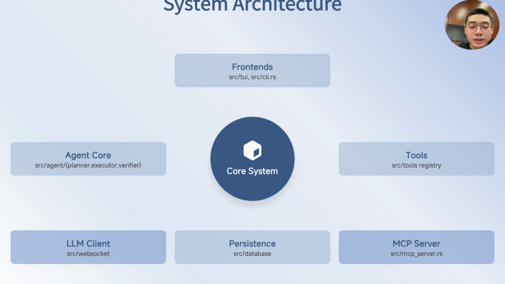At a high level, the front end is src/terminal UI and src/CLI. The agent core is src/agent: planner, executor, and verifier. Tools live in src/tools registry, persistence is handled in src/database, and the LLM client is in src/websocket. There's also an optional local HTTP server in src/MCP servers to expose tools through tools/invoke.